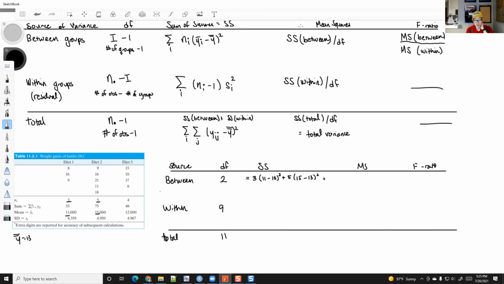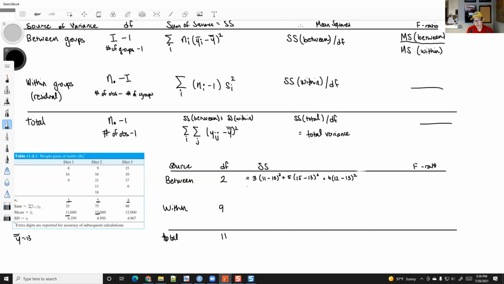Let me move over this, delete this mean squares. I'm going to run out of space here. Okay, and then we'll go to the third group. We have 4 observations. The group mean is 12. The grand mean is 13, and we'll square that.